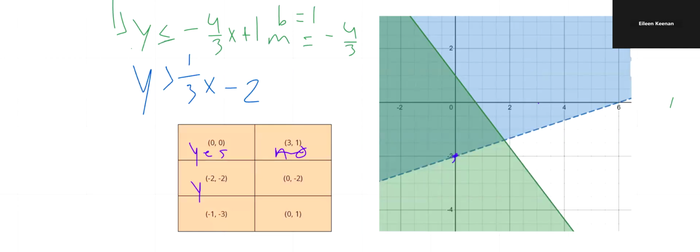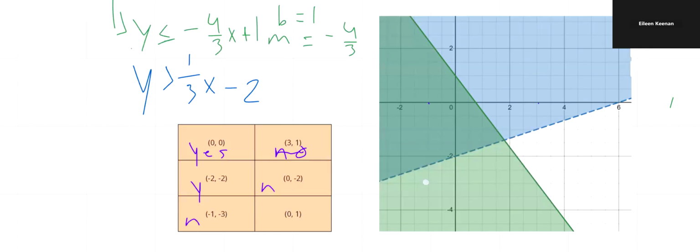If it's on the line, it's a little tricky, because it depends on if the line is solid or dashed. If it's a dashed line, it's not part of the solution. If it's a solid line, it is part of the solution. So 0, -2 is on a dashed line, so that is not part of our solution. Now what about -1, -3? Let's take a look at that. Down here, nope, that's only in the green, so not that.